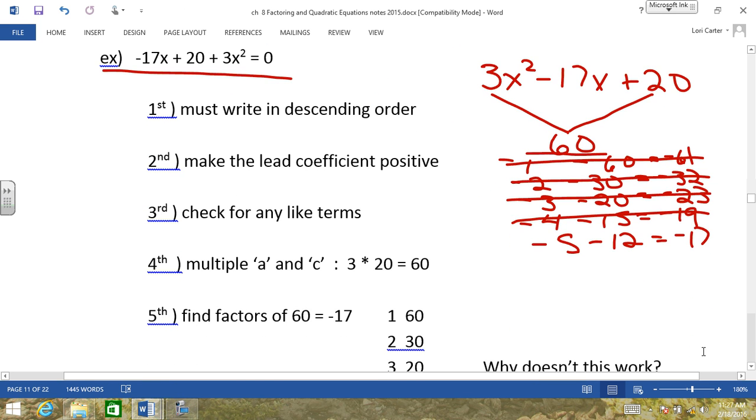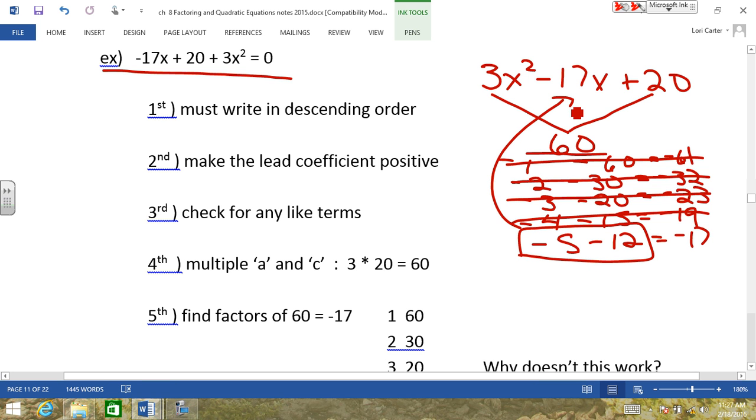The -17 is where in my problem? The middle. What's attached to the 17? The X. So this 5 and this 12, I'm going to take the 17 out and replace it with 5 and 12. So what am I going to have to put with the 5 and the 12? An X.